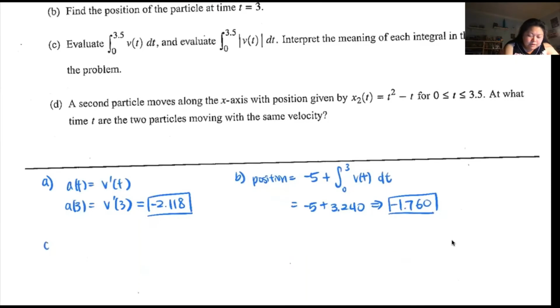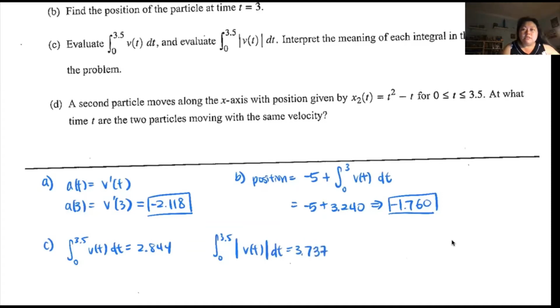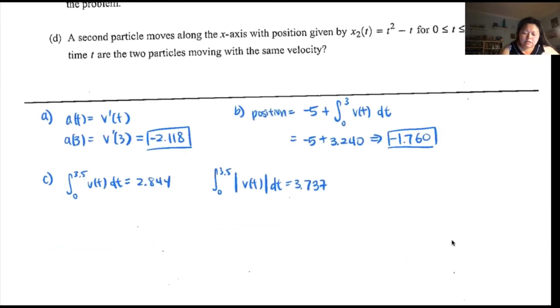Okay. Part C says, you're going to evaluate the integral from 0 to 3.5 of v of t and evaluate the integral of the absolute value of v of t from 0 to 3.5. So what's the difference, right? So the integral from 0 to 3.5 of v of t dt, putting in my calculator using math 9, I will get 2.844. If I plug in the integral from 0 to 3.5 of the absolute value of v of t dt, I would get 3.737. So what's the difference? Interpret the meaning of each of these in the context of the problem.